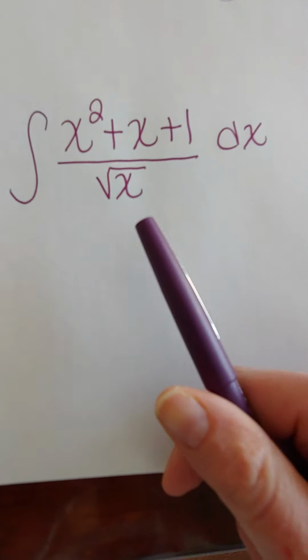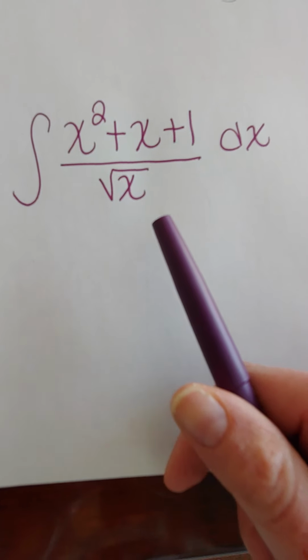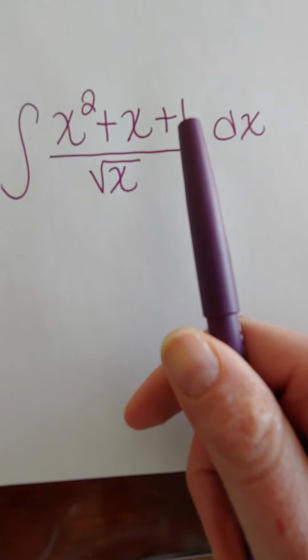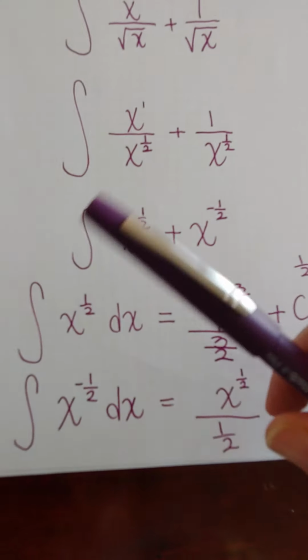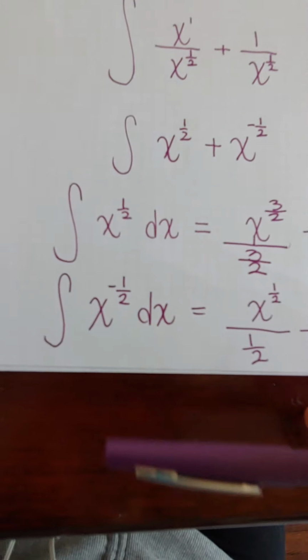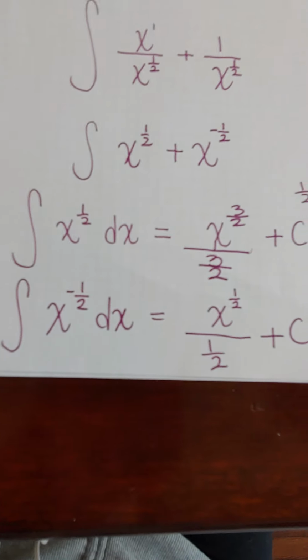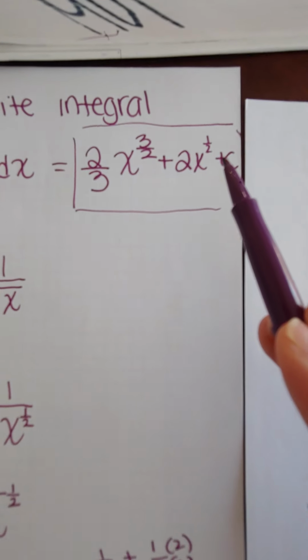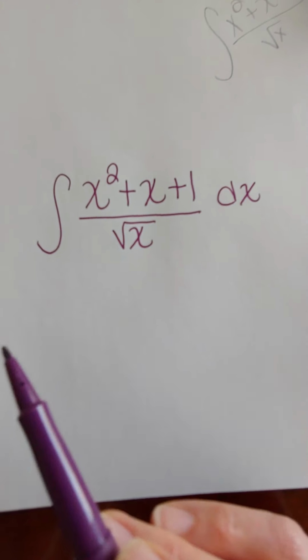This follows the problem I did very nicely, except there's 3 terms here. So that means that after you rewrite, you're going to have 3 separate indefinite integrals. So your final answer, instead of it having 3 terms, your final answer is going to have 4 terms.